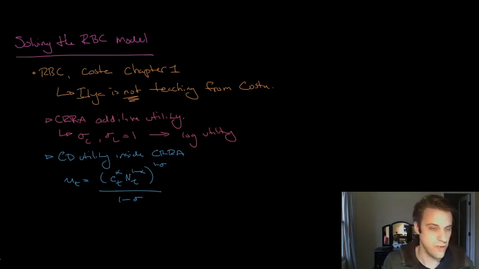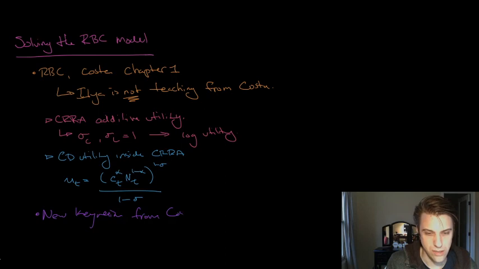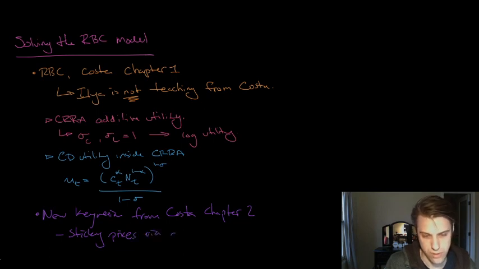So we'll do these in a series of videos. We'll look at all 3 of these models, and then we're going to move on and look at the New Keynesian model from Costa Chapter 2. That's going to have sticky prices via a Calvo rule. These words Calvo rule should mean something to you. If they don't, we will hopefully know that by the end.